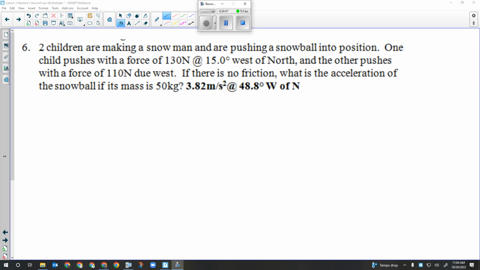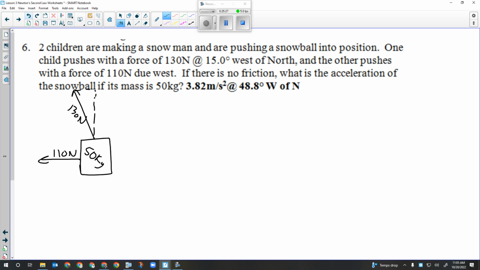Okay, let's have a look at number 6 here. So we've got 2 children making a snowman, and they're just pushing a big ball of snow to do that. The big ball of snow is 50 kilograms. One of them is pushing it due west with 110 newtons worth of force, and the other one is pushing it with 130 newtons worth of force, 15 degrees west of north. So there's north, this would be 15 degrees, and this will be 130 newtons.